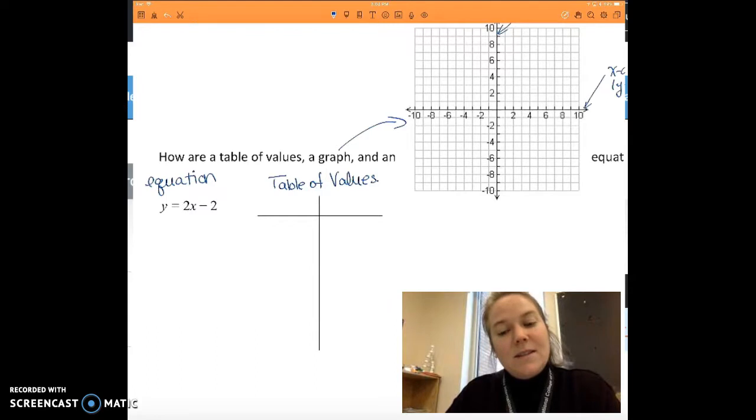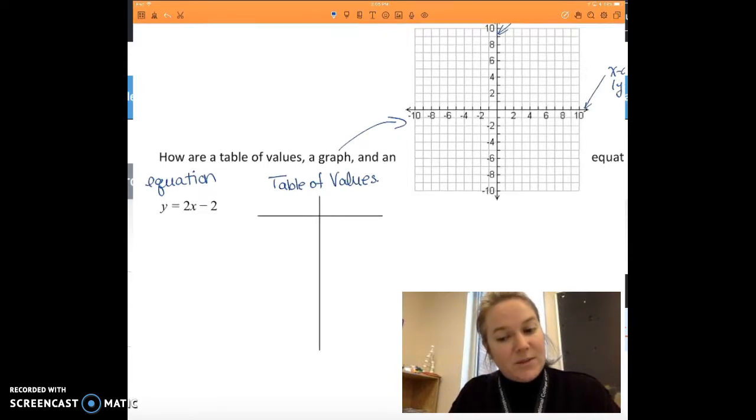So let's think about how we're going to put these ideas together. The reality is a linear relation can be shown as an equation, as a table of values, or as a graph, and they're all representing the same thing. So I'm going to show you a way that they all link together. So I'm going to use the equation to build a table of values. From the table of values, I'm going to put those coordinates on the graph, and we're going to see what it looks like.